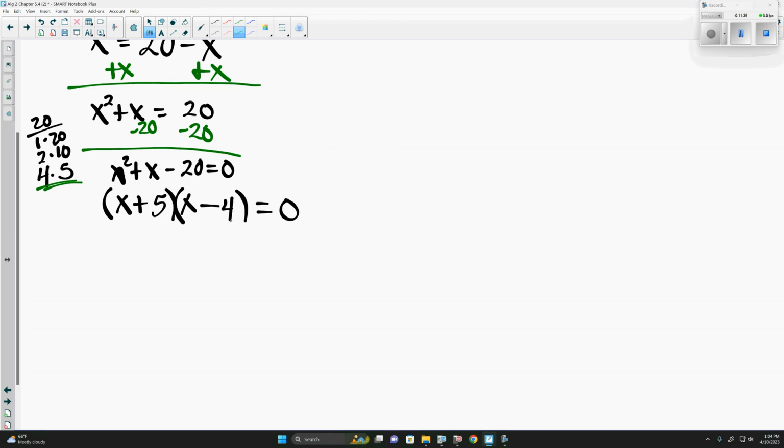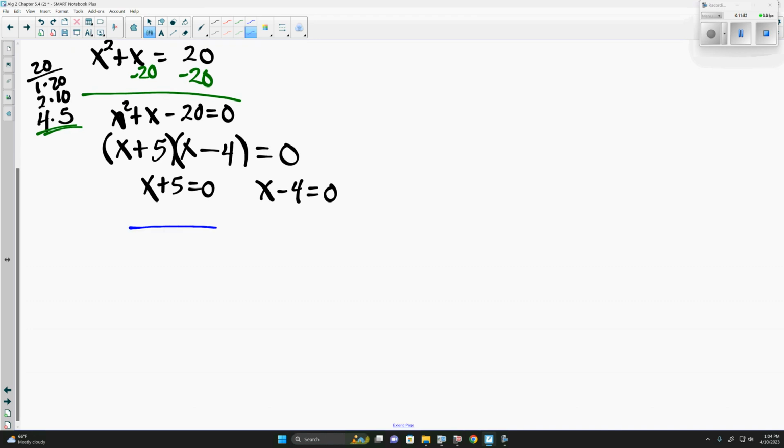So we're saying that x plus 5 is equal to 0, and x minus 4 is equal to 0, because of our zero product property, which states that if any two things multiplied together equal 0, one of them must be 0. So x is equal to negative 5 or 4.